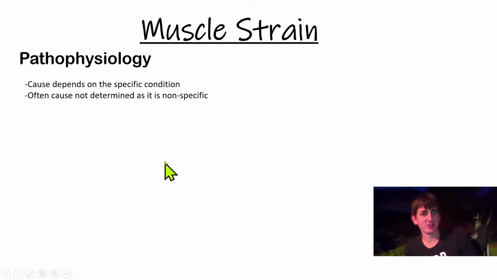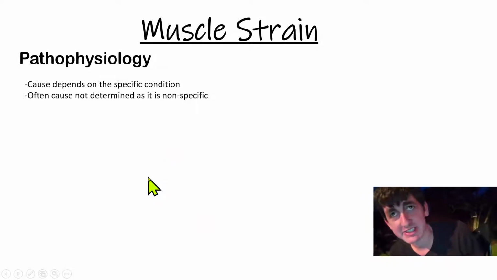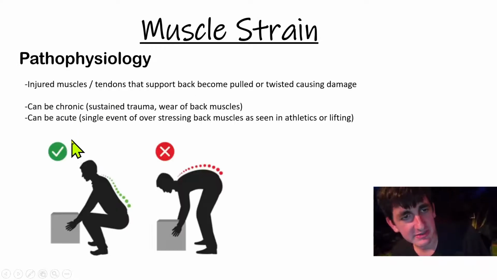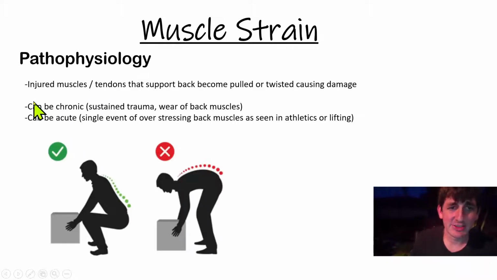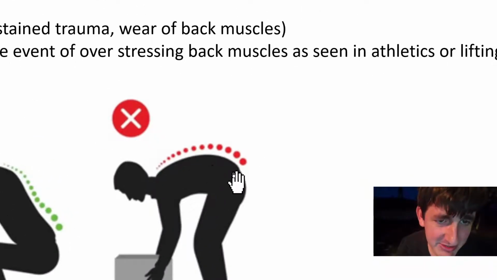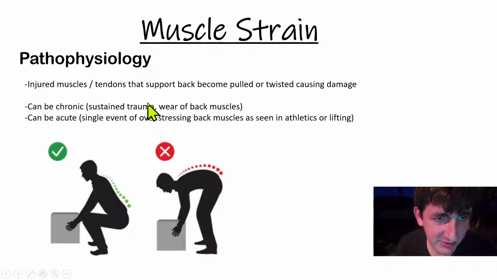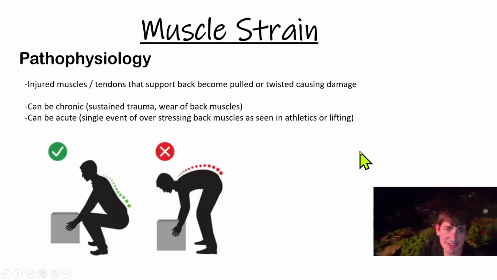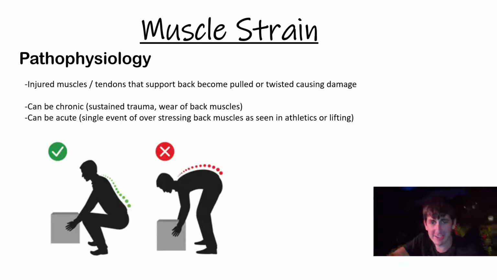Pathophysiology of a muscle strain. So cause depends on the specific condition, right? And often you don't know what caused it, right? Injured muscles or tendons that support the back become pulled or twisted, causing damage. You can see this can be chronic, sustained trauma, wear of back muscles, or it can be acute, just a single event of overstressing back muscles, as seen in athletes or lifting.